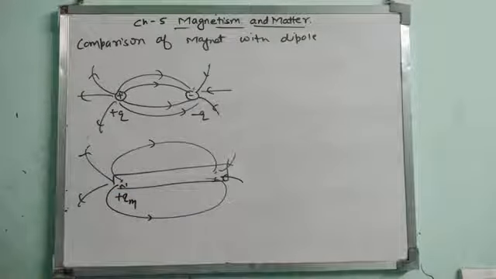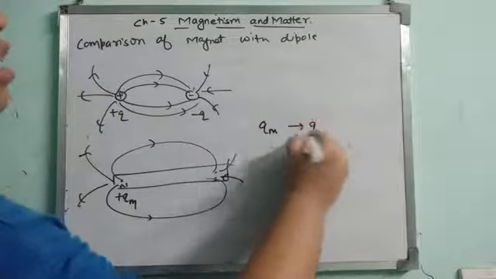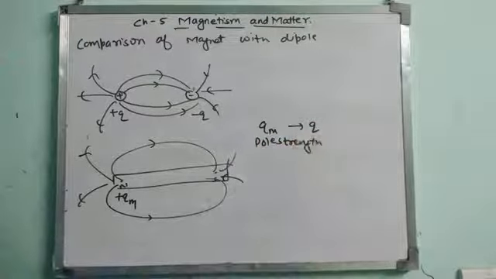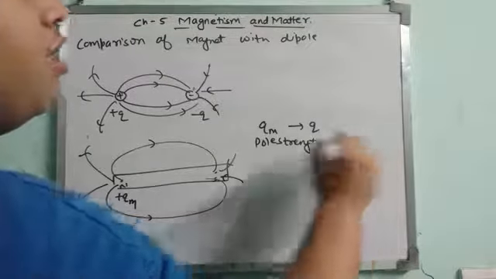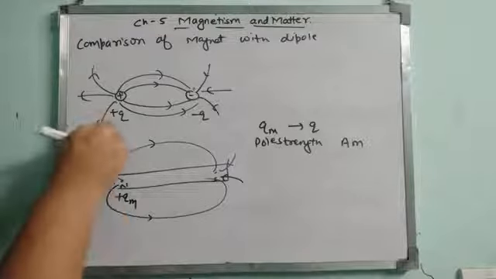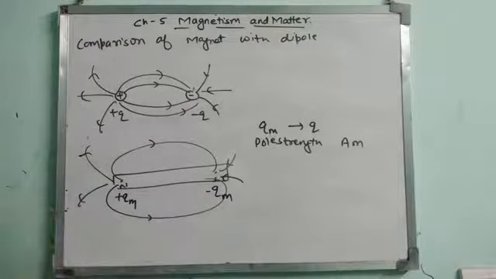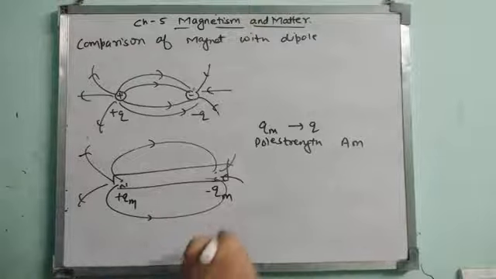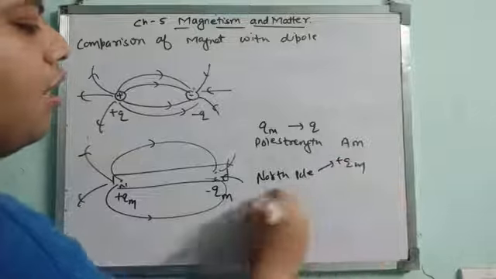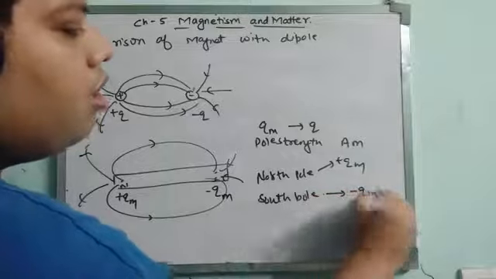So it is said that it has positive charge, that is, here qm stands for pole strength. It is equivalent to charge and is called pole strength. Its SI unit is ampere meter. North pole is equivalent to positive charge, south pole is equivalent to negative charge. So north pole has pole strength plus qm, and south pole has pole strength minus qm.